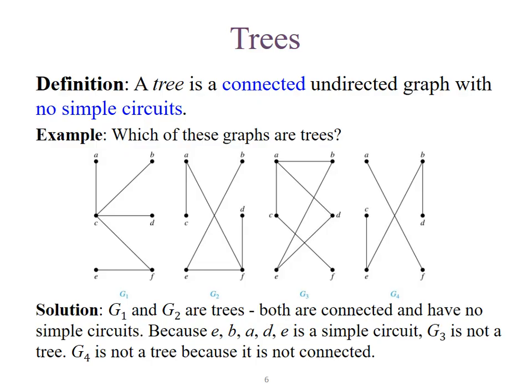And then for G3, these are circuits, right? A, B, so once we have circuits, it's not a tree. Then for G4, it is not a connected graph, because you cannot travel from C to A, so actually we have two connected components in G4. So G4 is not a tree, because we need a connected, undirected simple graph with no simple circuits.